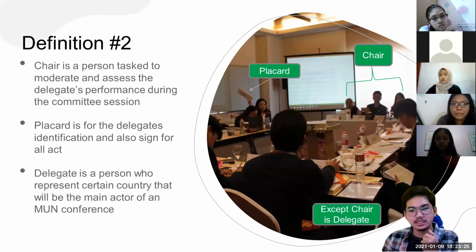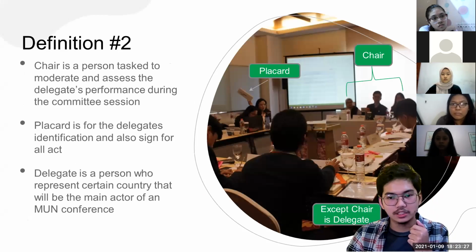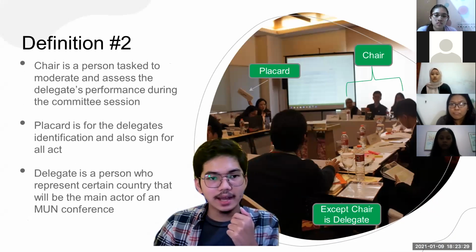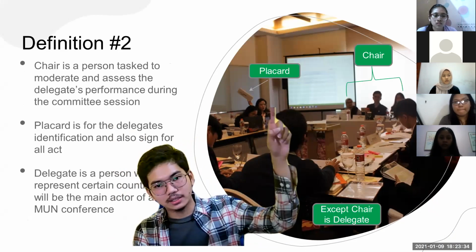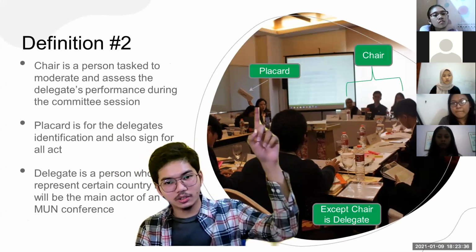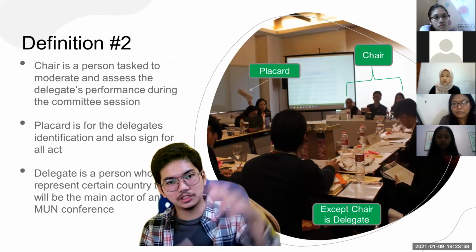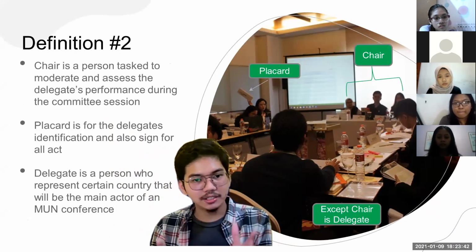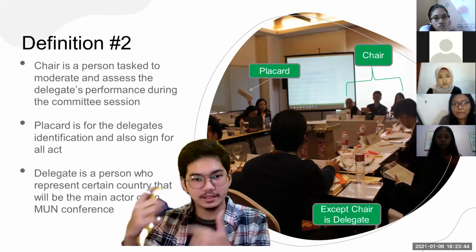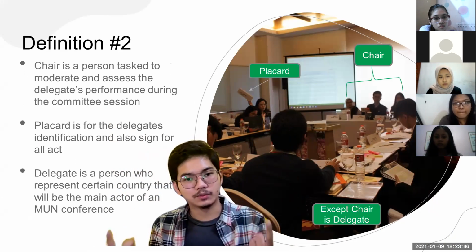So, okay, this one. This is the definition for other key terms. So you can see here the one that is raising her placard. This thing called a placard is for chairs to identify your country. So who is the chair? The chair is a person who is tasked to moderate and also assess the delegates' performance.